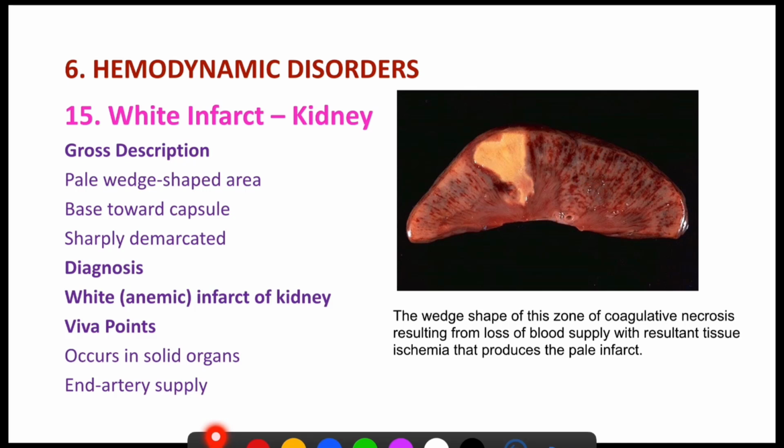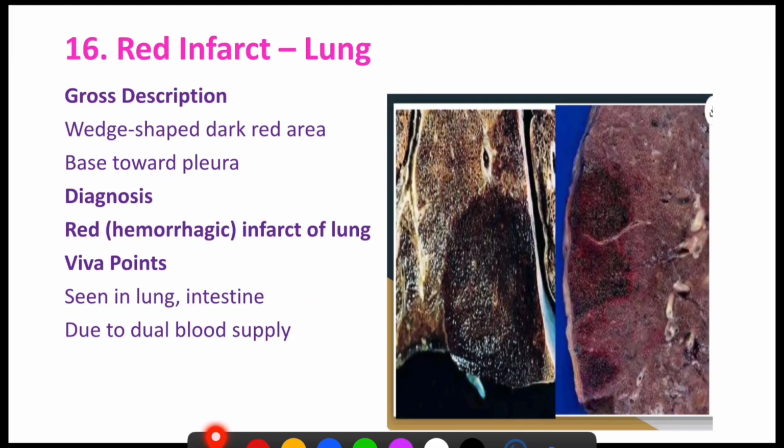So this is congested, but here there is infarction. So there is a loss of blood supply, and this is called white infarct or anemic area of the kidney. This white infarct usually occurs in solid organs where there is end artery supply, and this is an example of coagulative necrosis.